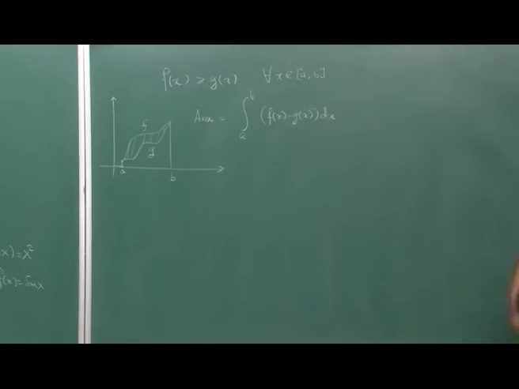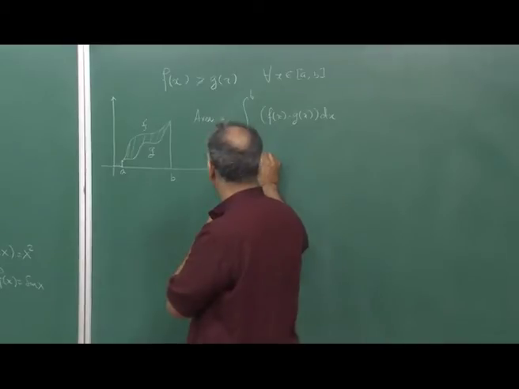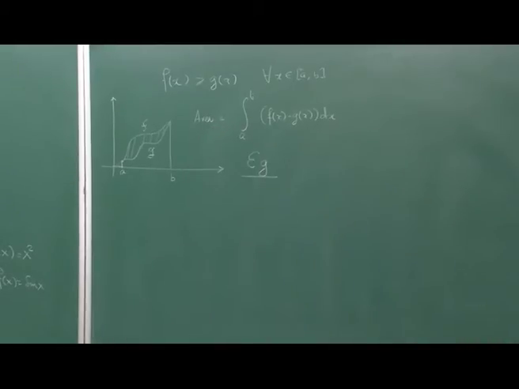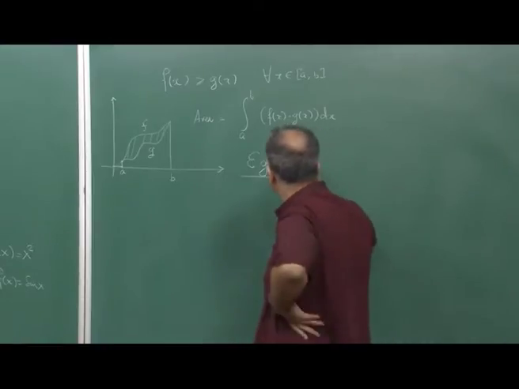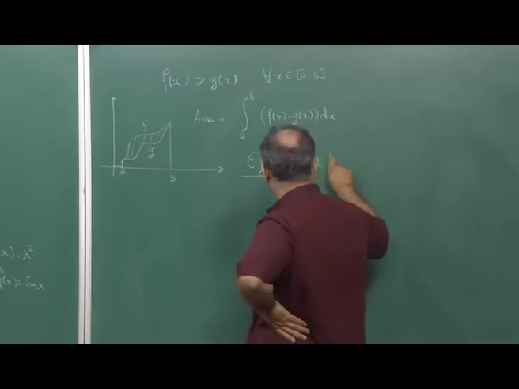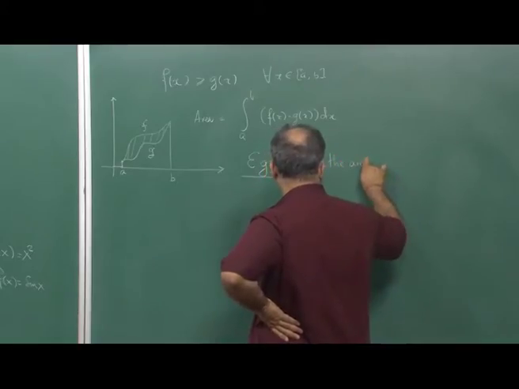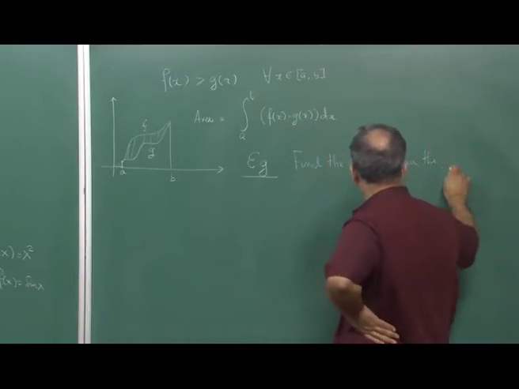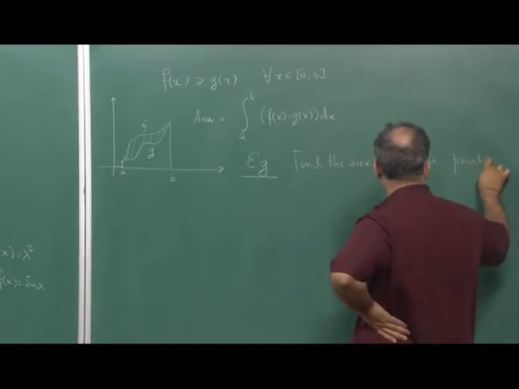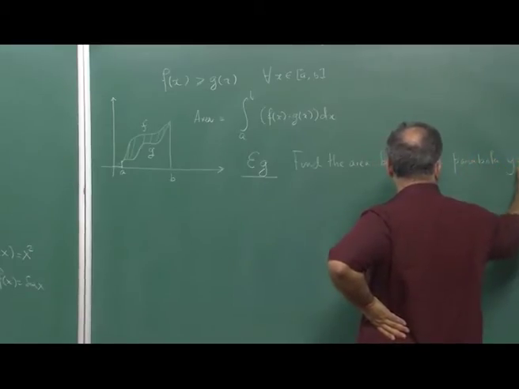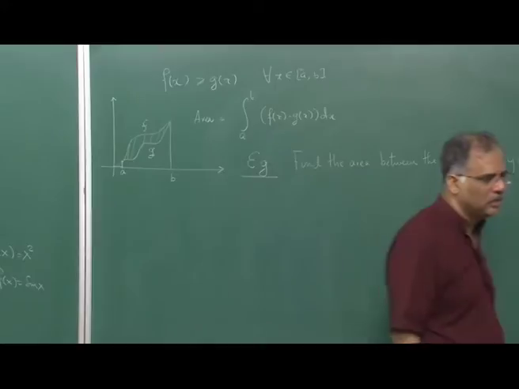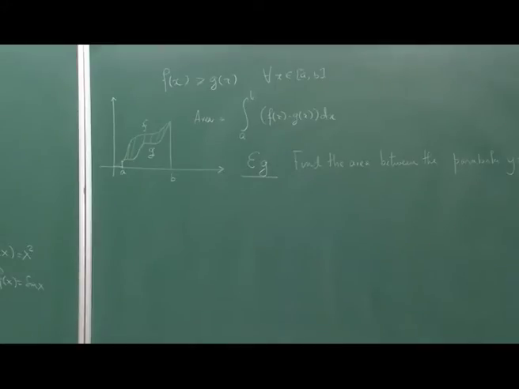As an example, let us see. The first example says: find the area between the parabola and the line y equal to minus x.